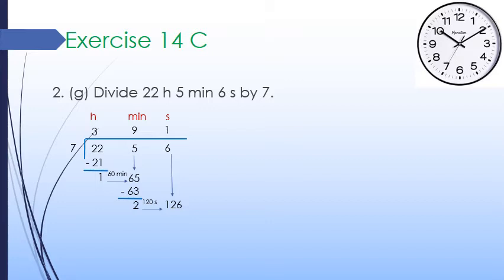So 7 ones are 7, 12 minus 7 is equal to 5, and now 56 divided by 7, we know it is equal to 8. So the remainder is 0. Therefore, 22 hours 5 minutes 6 seconds divided by 7 is equal to 3 hours 9 minutes 18 seconds.